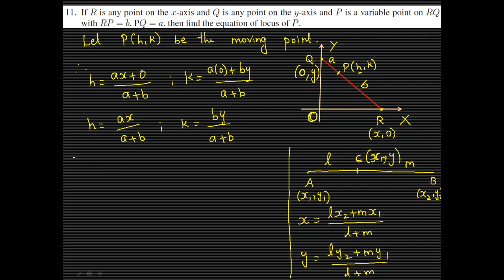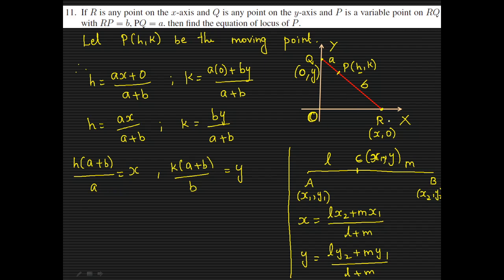You just cross multiply, so you will be having H into A plus B, and when this A comes to this side, it will be in the denominator, so divided by A, which is equal to x, and from this, K into A plus B divided by B, that is equal to y. So we got the value of x and y.